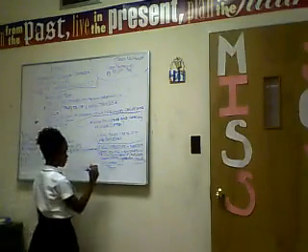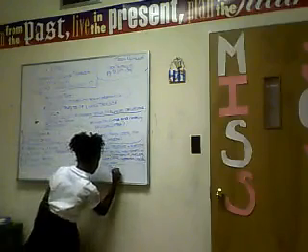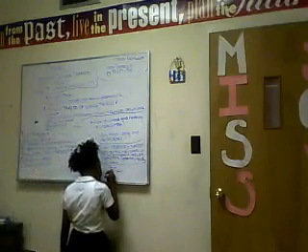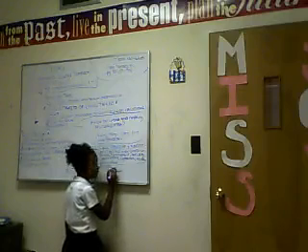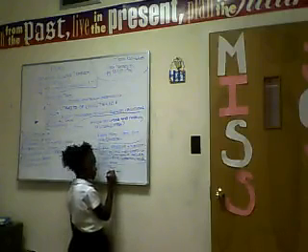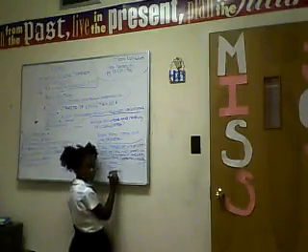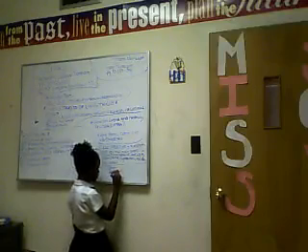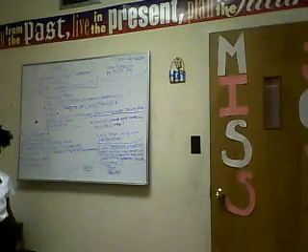So a cell wall is plant. Every plant cell. Nearly all plant cells have chloroplasts. C-H-L-O-R-O-P-L-A-S-T-S. Can you see it? Nearly all plants have chloroplasts.